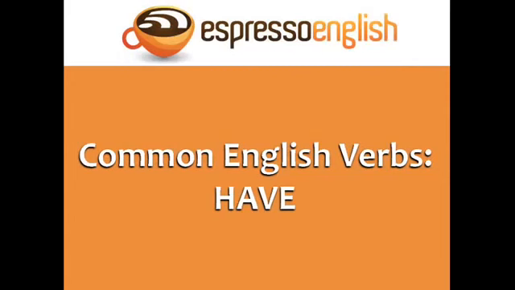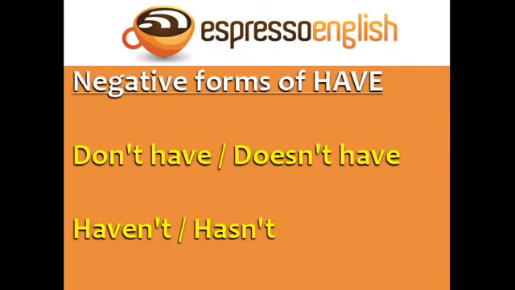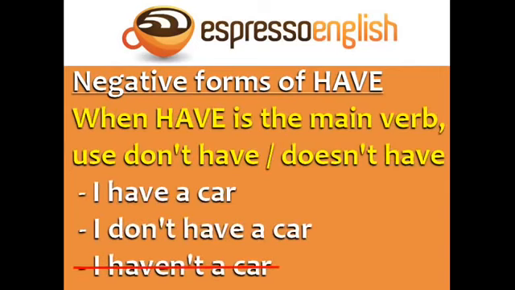Common English verbs: have. There are two ways to make the negative form of the verb have: don't have or doesn't have, and haven't and hasn't. When have is the main verb meaning possession, then the negative form is don't have and doesn't have. For example, I have a car. I don't have a car. It's incorrect to say I haven't a car.